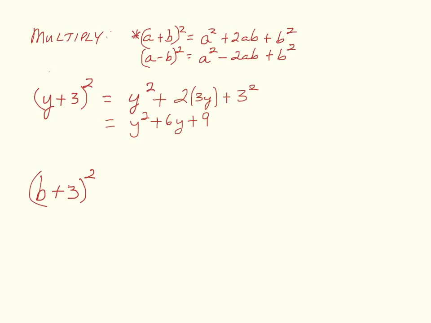Okay, I'm going to do the next one, but I'm going to go straight forward with it. I'm not going to separate it into 2 times anything. I'm just going to do it. Watch. Multiply b plus 3 whole quantity squared. Gives me the square of the first plus 2 times b times 3, which is 6b, plus 9.